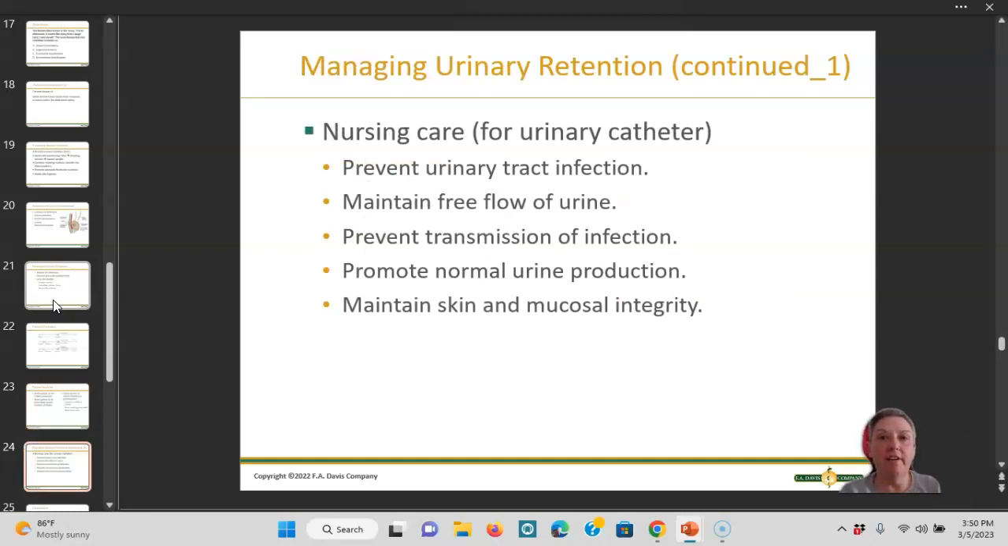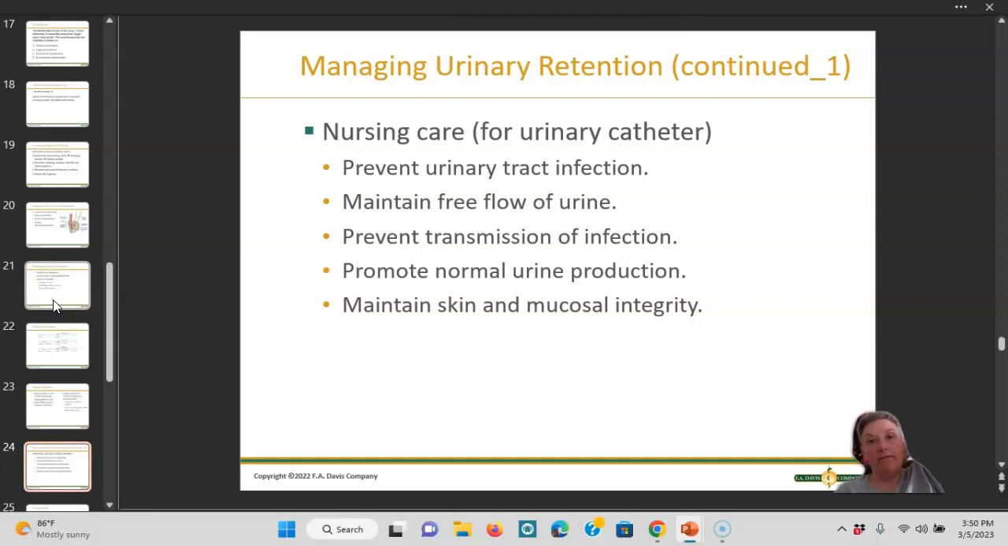So managing urinary retention, you're providing care for the urinary catheter. Make sure that you prevent urinary tract infection. And when we go to put Foley catheters in, you'll understand that a lot better. Maintain a free flow of urine. So think about putting the bag on the side of the bed, not in the bed. Free flow of urine. No kinks.